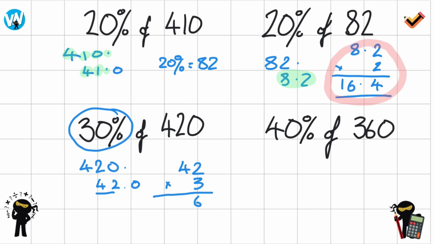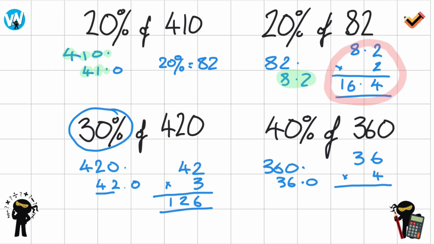3 times 2 is 6. 4 times 3 is 12. So we've got 126. We've got the answer very quickly. 30% of 420 is 126. Very, very easy. And again, now we jump over to 40% of 360. So 10% is going to be 36, and I need to times that by 4.